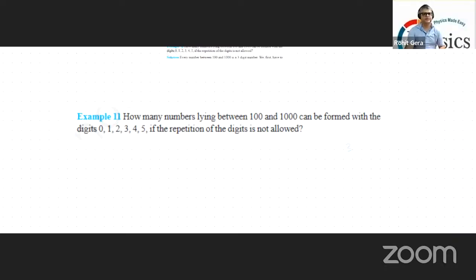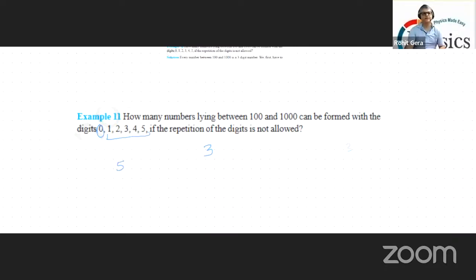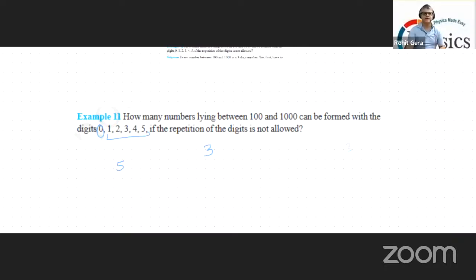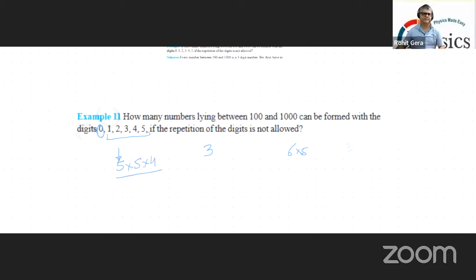3-digit numbers can't have 0 to start with. So the first digit has to be from 5 options. How will you make a 3-digit number with 0 as a starting digit? Not starting but end. End is fine. But you said 6 into 5. I'm saying 5 into 5, because the first digit cannot be 0. 5 into 5 into 4. This is better.